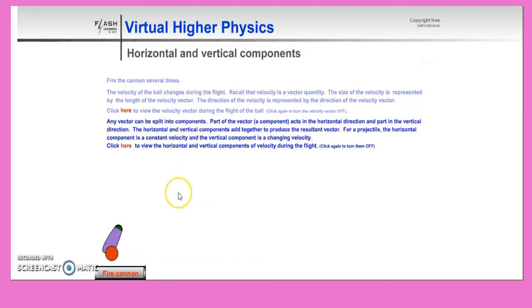So we know already that a projectile has two components to its velocity. It has a horizontal component, which is traveling at a constant velocity, and it has a vertical component which is accelerating due to the acceleration of gravity. So we can view those in this animation here. You can see the constant horizontal velocity, and you can also see the vertical velocity. Initially, it decreases as it's moving upwards, and then it reaches zero at the maximum height, and then it increases as it's moving back down again. So let's have a look at that another twice.